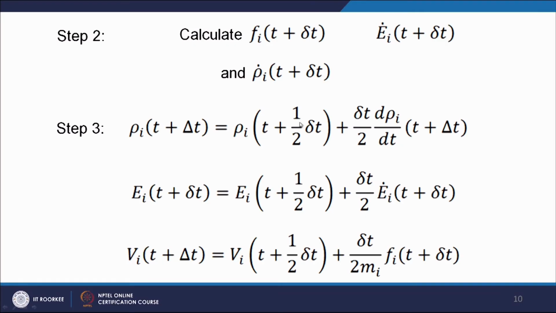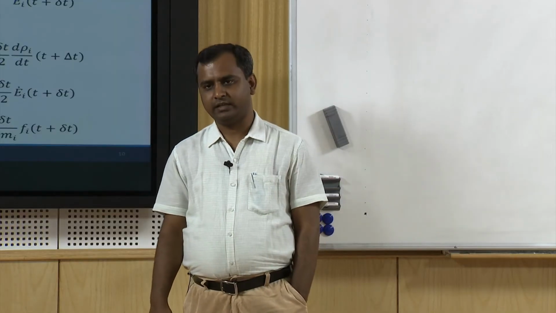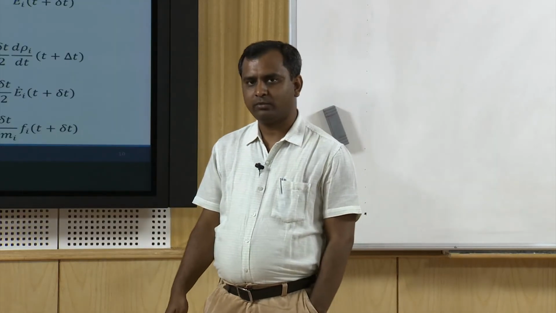You see, rho i at t plus delta t is equal to rho i at t plus delta t by 2, plus delta t by 2 times d rho i by dt, which is nothing but rho i dot at t plus delta t, which we found in the second step. Similarly, Ei can be written and Vi can also be written. Once we get the new time step density, energy and velocity values, we will march forward to t plus 2 delta t. So, in this way the Verlet algorithm works.